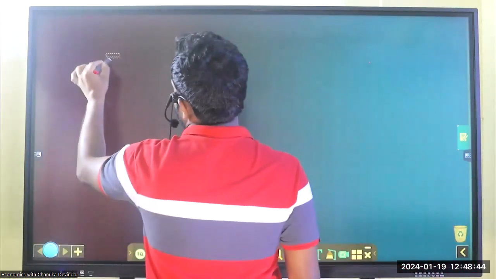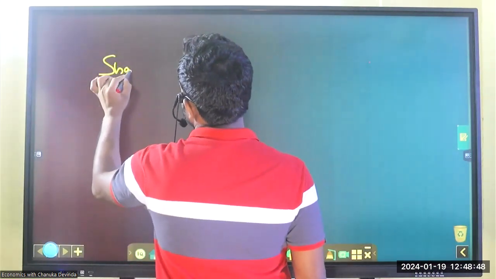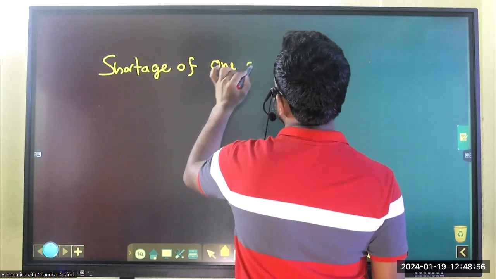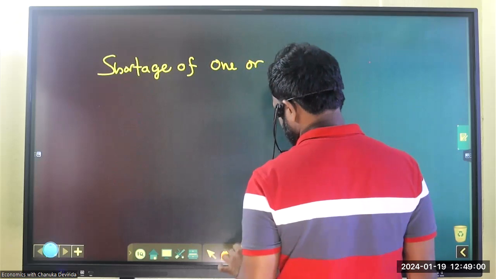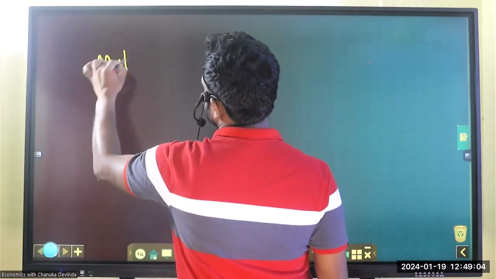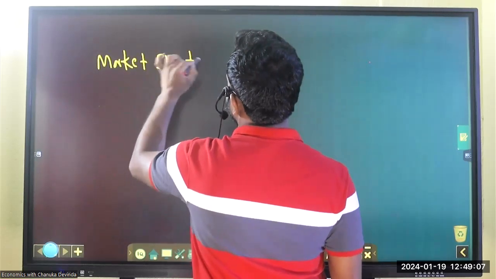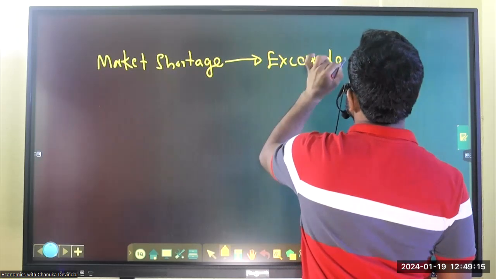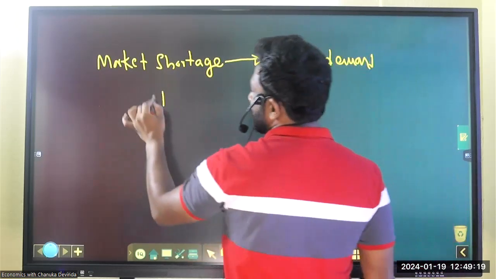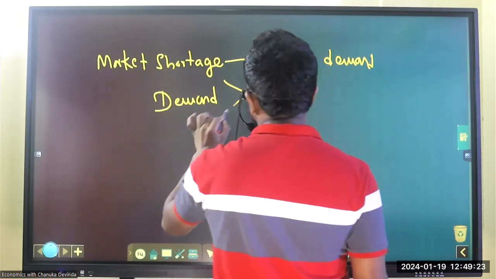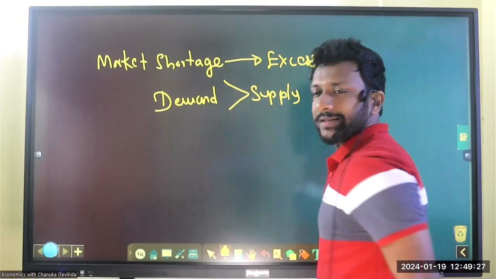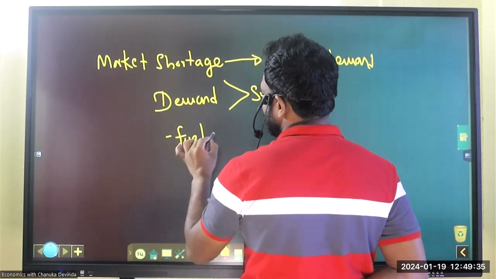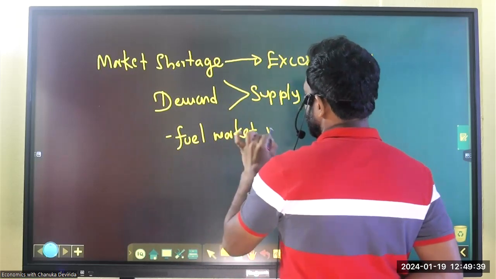So that means a market shortage of one or two goods, right? What does market shortage mean? It means excess demand. Excess demand means demand is greater than supply. It was a temporary problem, right? In fuel, recently the fuel market had a shortage.